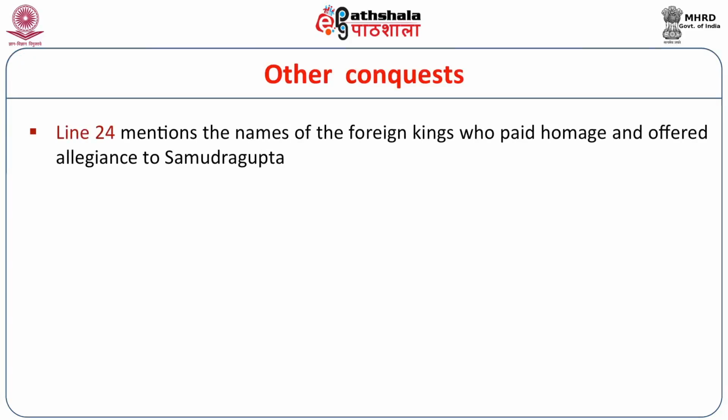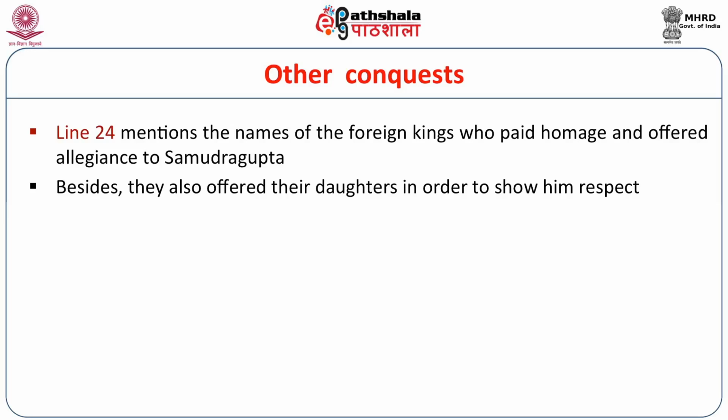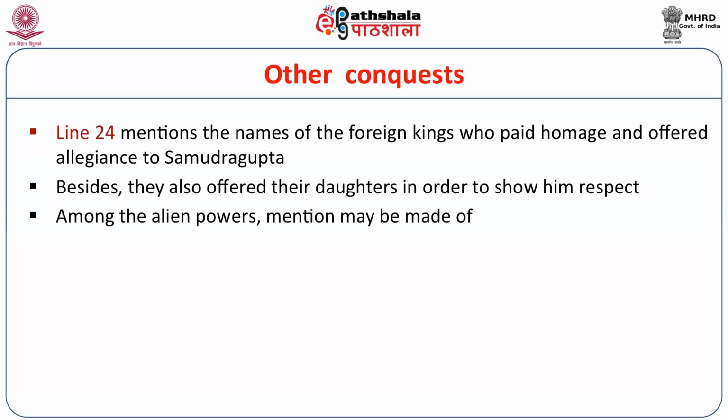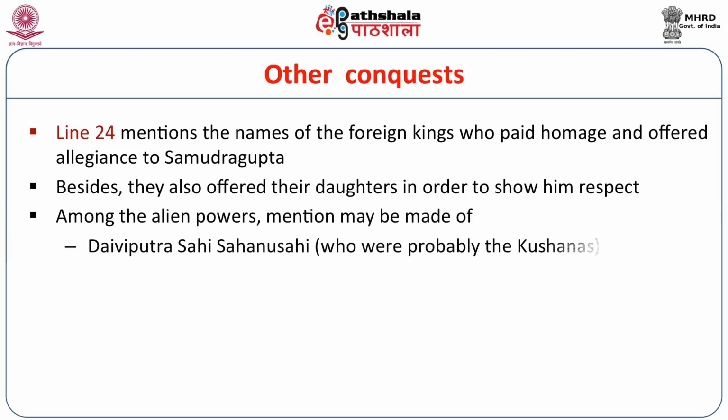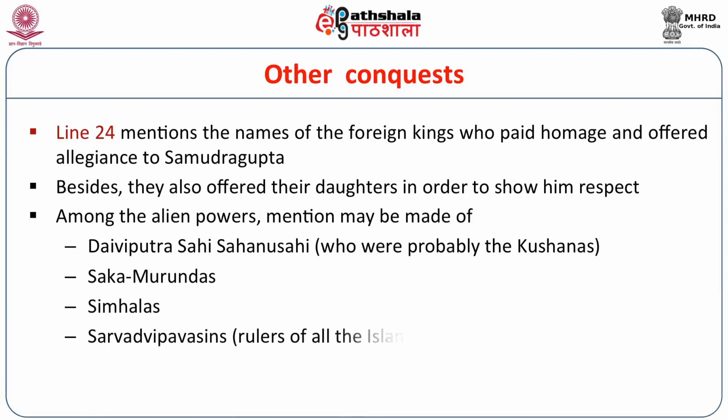Line 24 mentions the names of foreign kings who paid homage and offered allegiance to Samudragupta. Besides, they also offered their daughters in order to show him respect. Among the aligned powers, mention may be made of Daiviputra Sahi Sahanusai, Sakamurundas, Simhalas and Sarvadvipa Vasins. Daiviputra Sahi Sahanusai refers to the Kushanas who were ruling in the northern part of India.